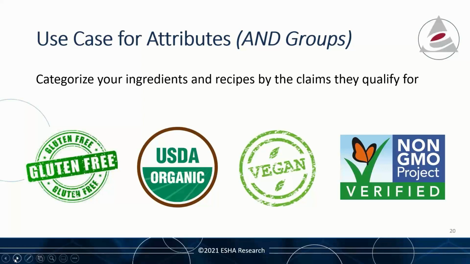So you may also wish to create and use attributes for things like gluten-free by US definition. So you may want to create a specific attribute for gluten-free US or USDA organic versus an organic attribute or Canadian organic attribute or certified vegan items. So again, create any attributes that make sense for what you need to track.